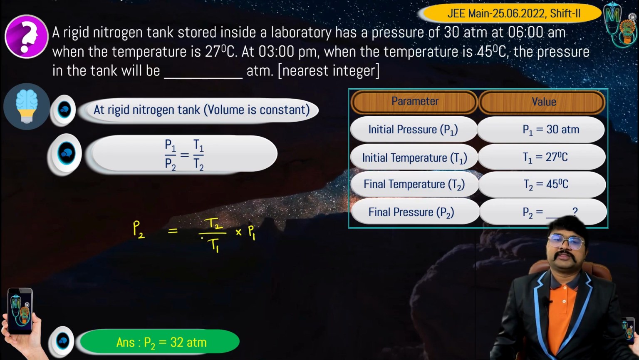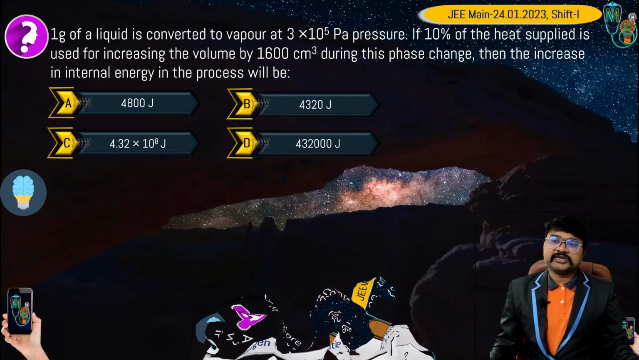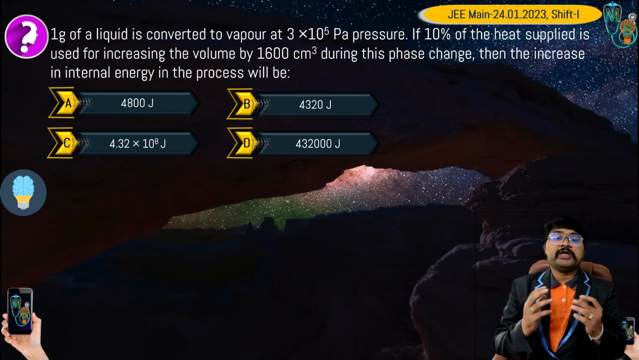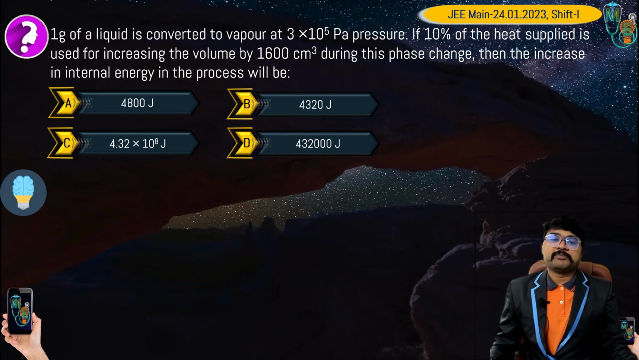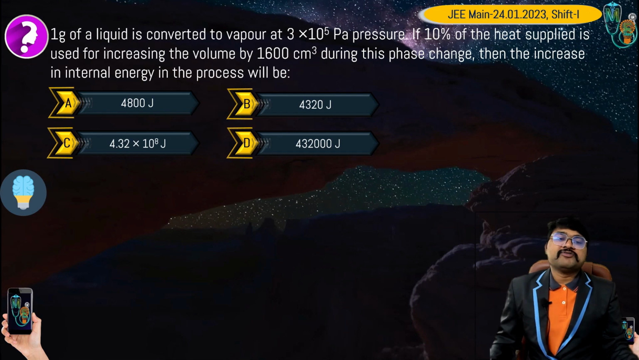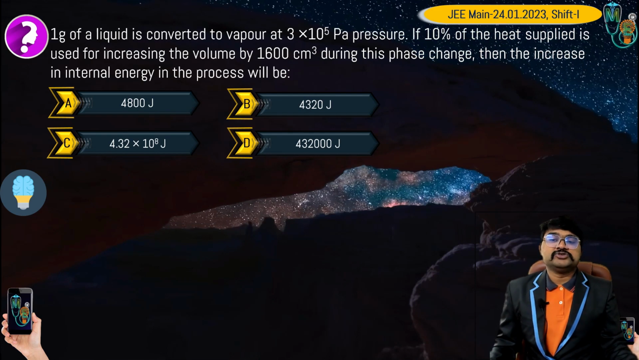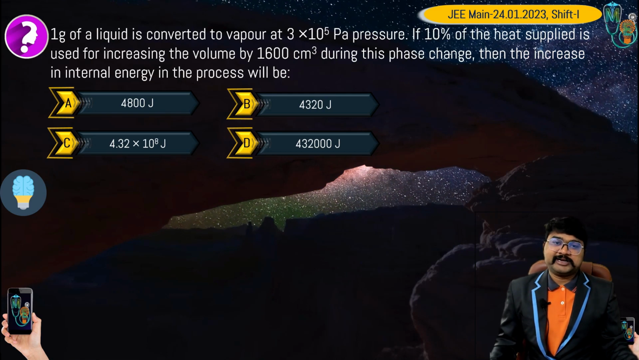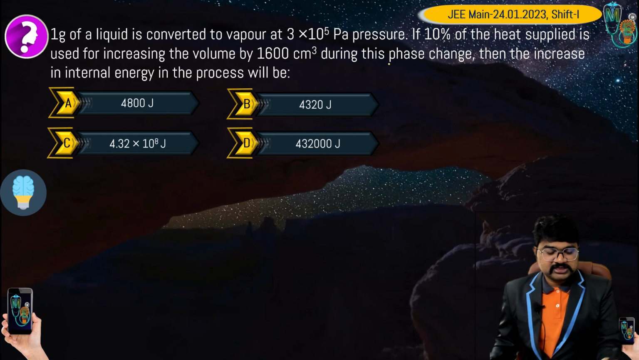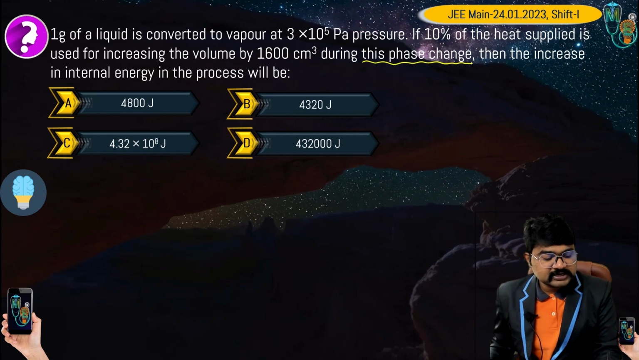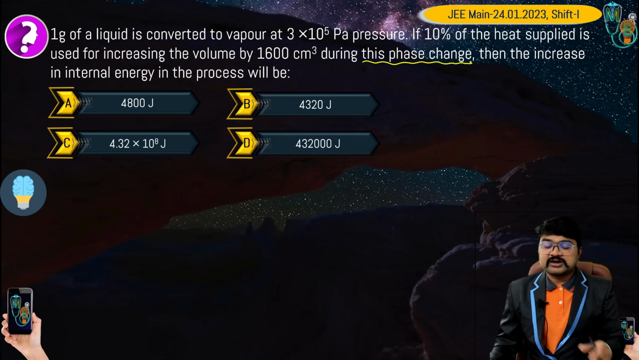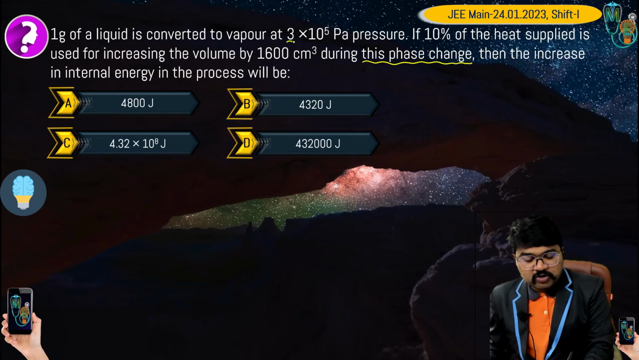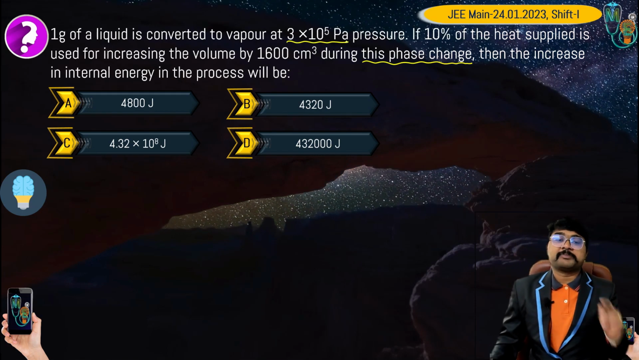Now we can have a look at the next question. Read the question carefully. 1 gram of liquid is converted to vapor at 3 into 10 power 5 Pascal pressure. If 10% of heat supplied is utilized for increasing the volume by 1600 centimeter cube. During this phase change, generally, phase change occurs at constant temperature and at constant pressure. This is the constant pressure, at this particular pressure.